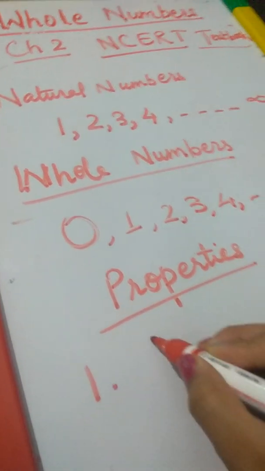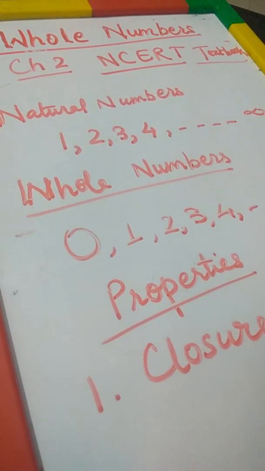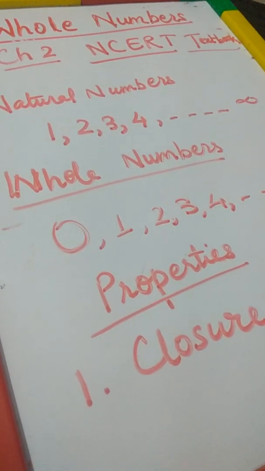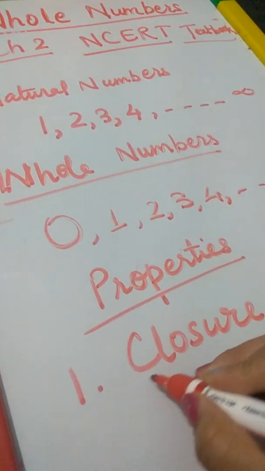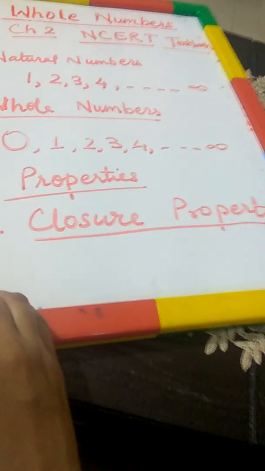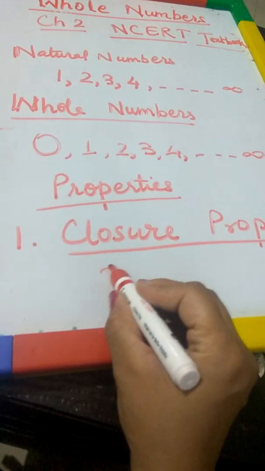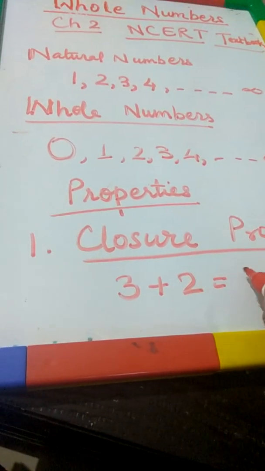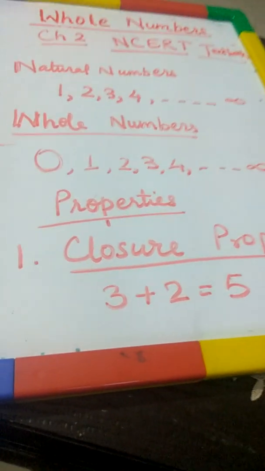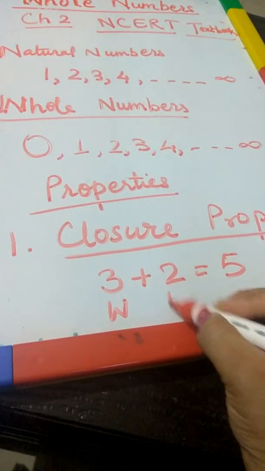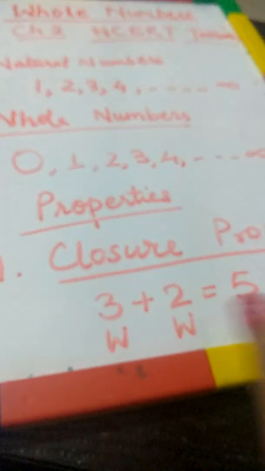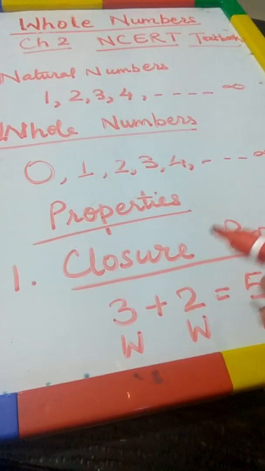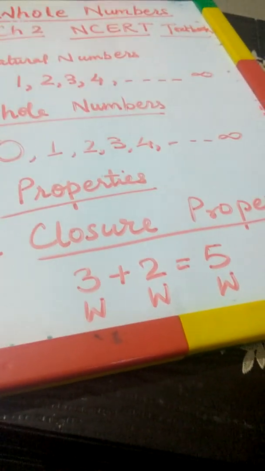The first property is called the closure property. The closure property states that if I take any two whole numbers, like I take 3 and I add another whole number to it, I will get the answer also as whole number. This is a whole number, this is a whole number, and the answer is also a whole number. So, the operation of addition is closed for the whole numbers.